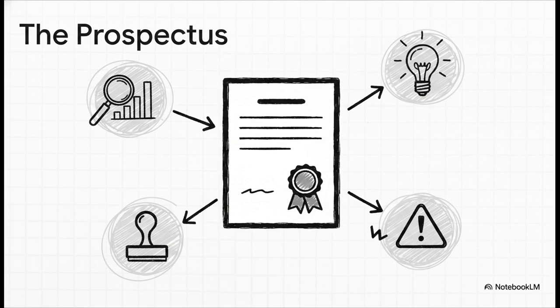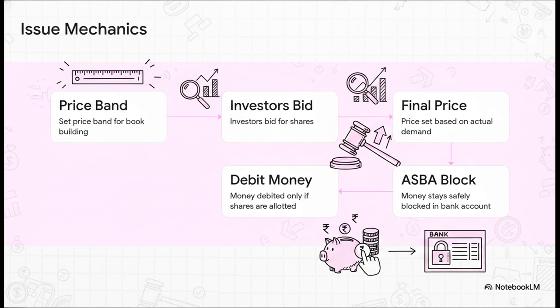Now, rather than just picking a share price out of thin air, modern companies use a clever process called book building. They set a price band, say between 100 and 120 rupees, and investors bid on what they're willing to pay. The final price is discovered based on actual market demand, and this operates right alongside ASBA, or Applications Supported by Blocked Amount. It's a brilliant investor-friendly system where your money stays safely in your own bank account, still generating interest, and it's only officially debited if you actually win the shares.